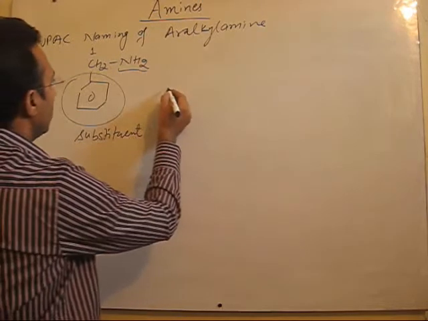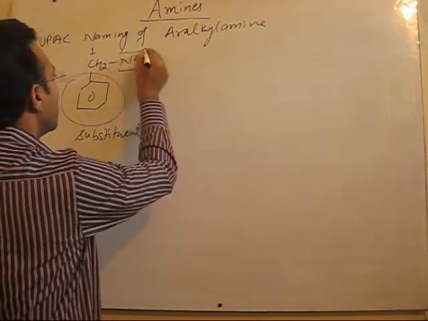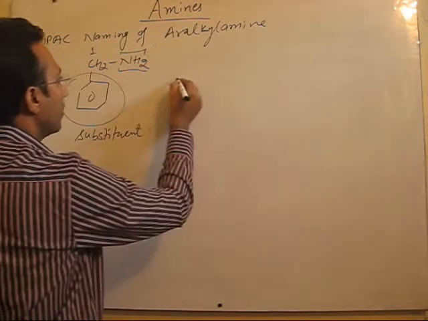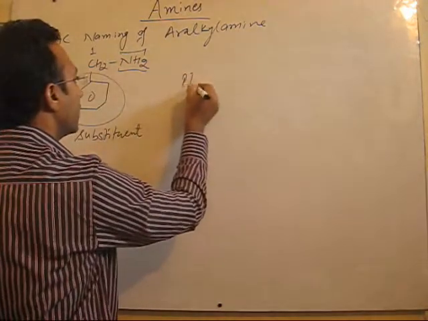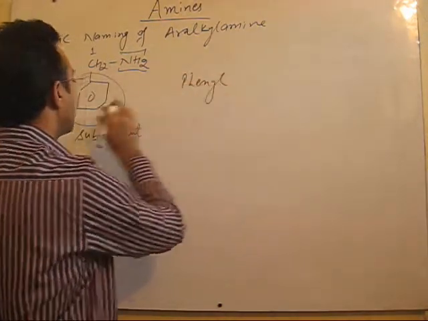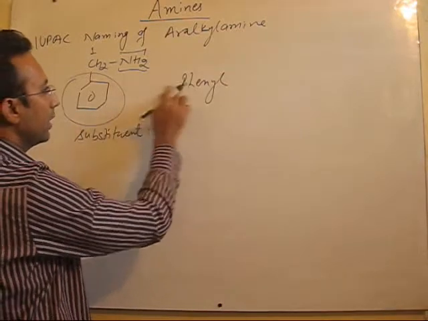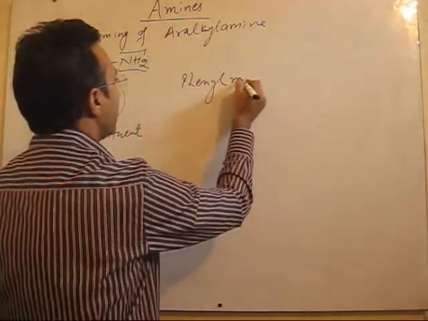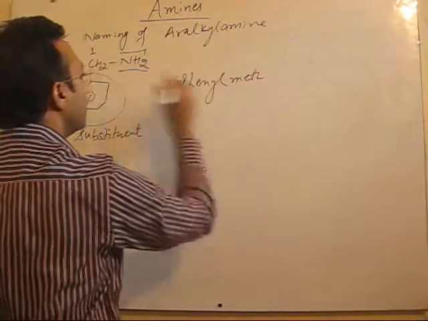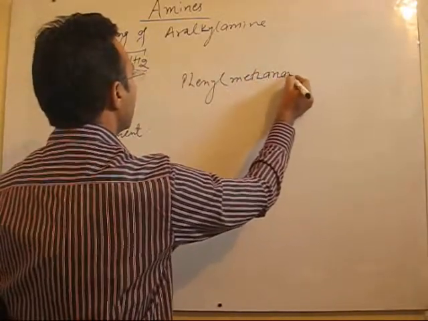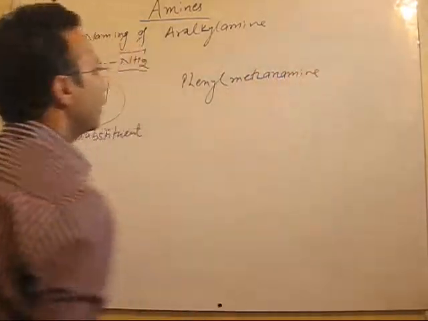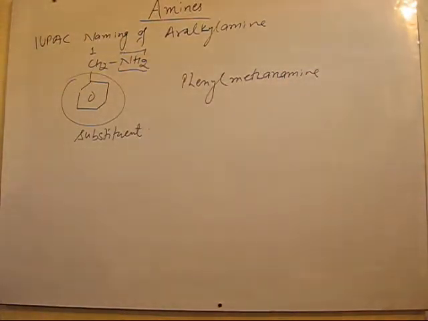Fine. So what will be the name? This will be again treated as a functional group here. So it will be only one is there. So we'll write it. Phenyl is the substituent for the ring to be written. Phenyl meth, one carbon, ane amine. Fine. Phenylmethanamine. Right.